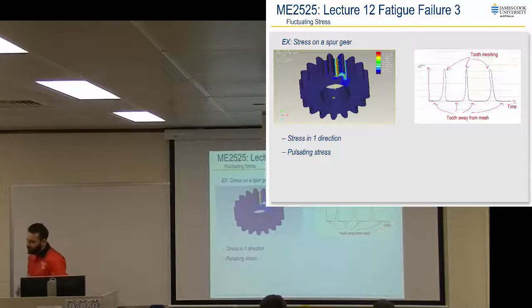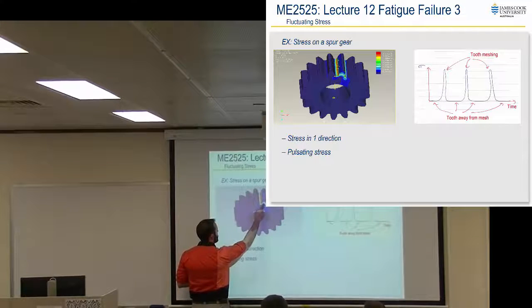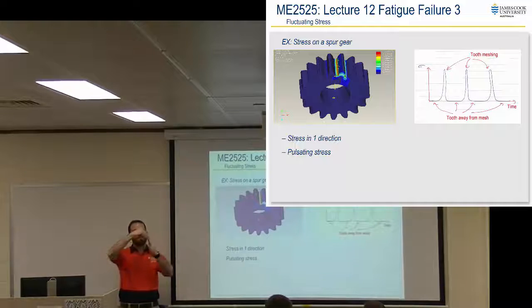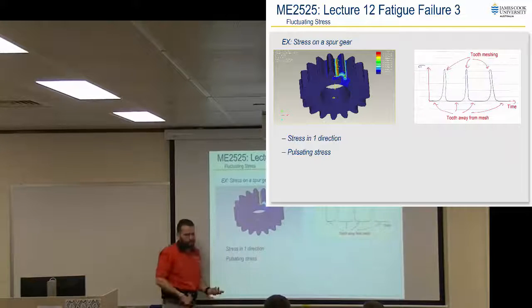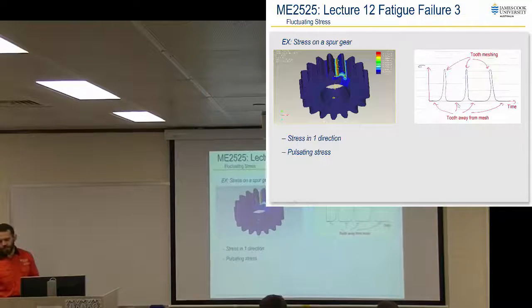A really obvious one is in a gear tooth. So we've got this gear here. Obviously when it's meshing with the other gears, we get bending stress on that gear tooth, so the teeth come into contact with one another and cause bending stress, and that's generally critical at the fillet radius there, the stress concentration, and so we have a peak when the gear's meshing and nothing, and then a peak when it meshes again.